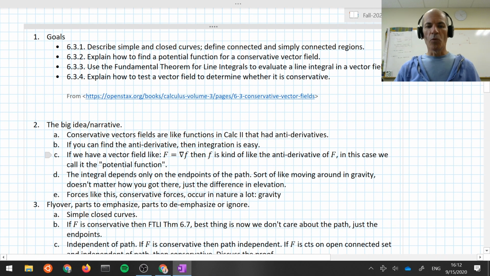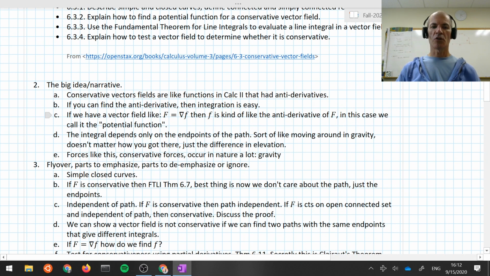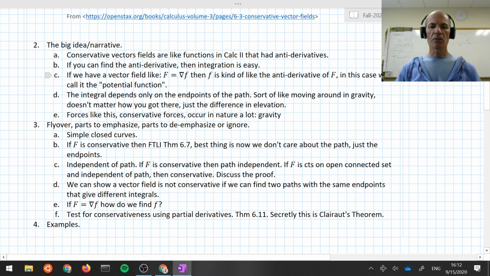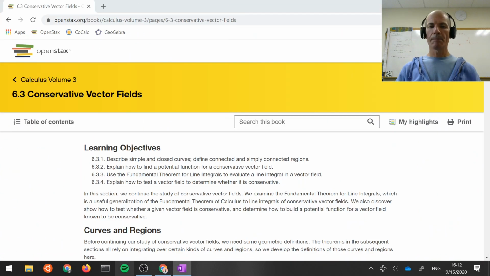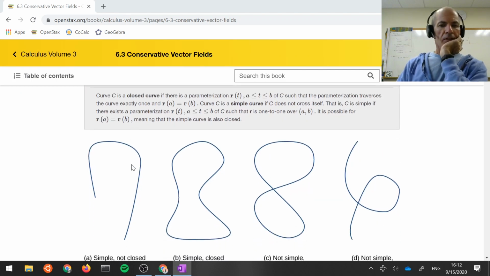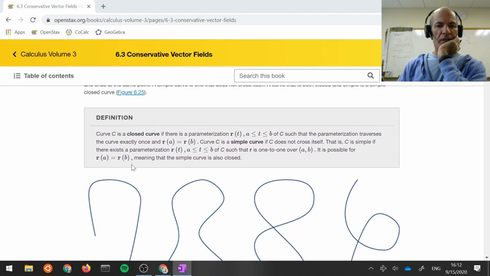So forces are often like this. Gravity is an example of a conservative force field, and there are lots of other conservative force fields. Let's do a quick flyover of the section. This starts out with a really interesting geometric construction, and that's one of my favorite things about this subject: it starts to mix geometry and calculus in very interesting ways.